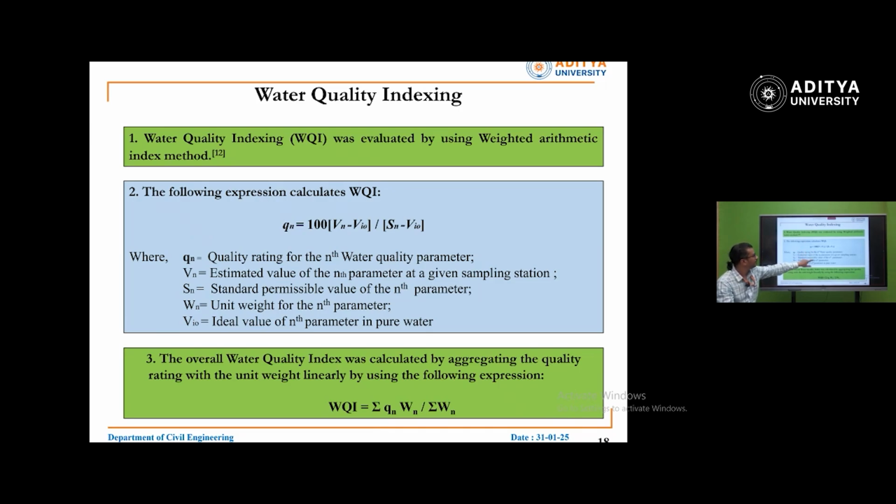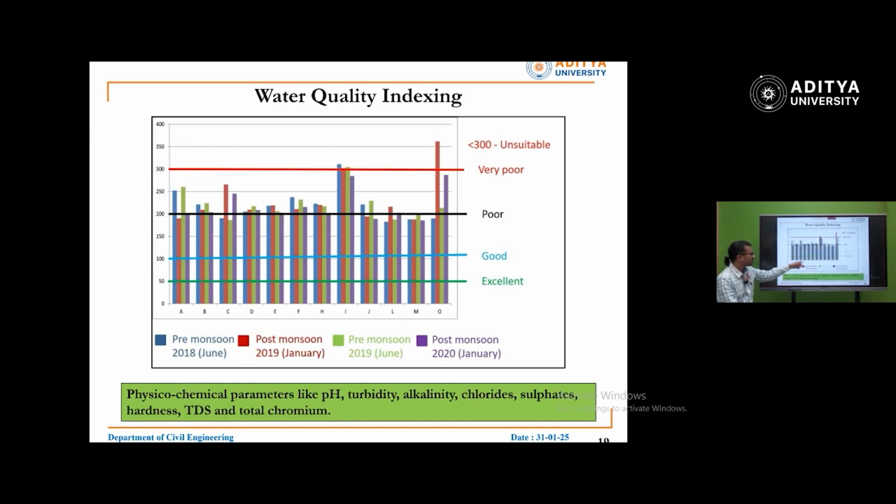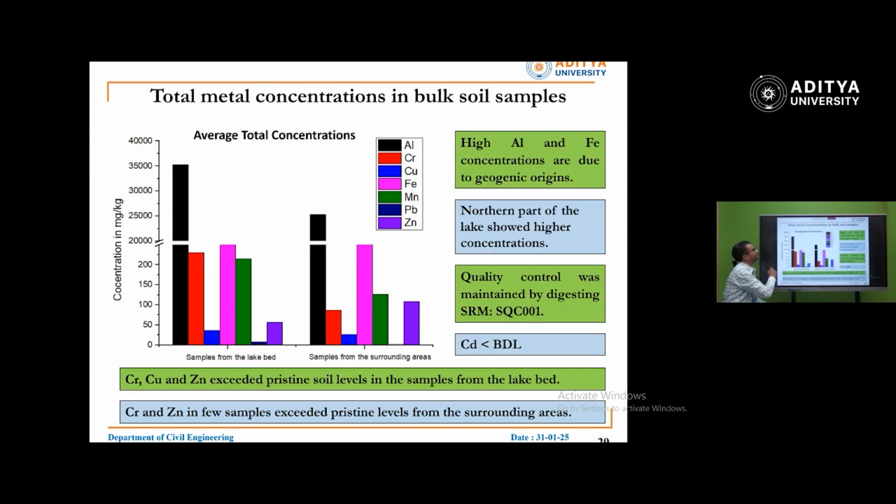This is how you will calculate the water quality indexing, and this is our 2 years data. We have collected samples 4 times, pre-monsoon and post-monsoon in 2018 and 19 and 20. As you can see, most of the samples are of very poor water quality, and a few samples are unsuitable for drinking also. And these are the parameters which we have measured apart from the metal concentrations in the water. So from this we can say that the surrounding region groundwater, even though it is not contaminated by chromium, is not fit for drinking.